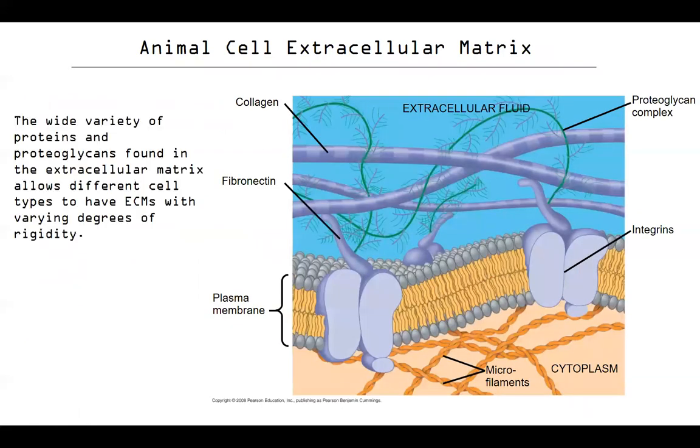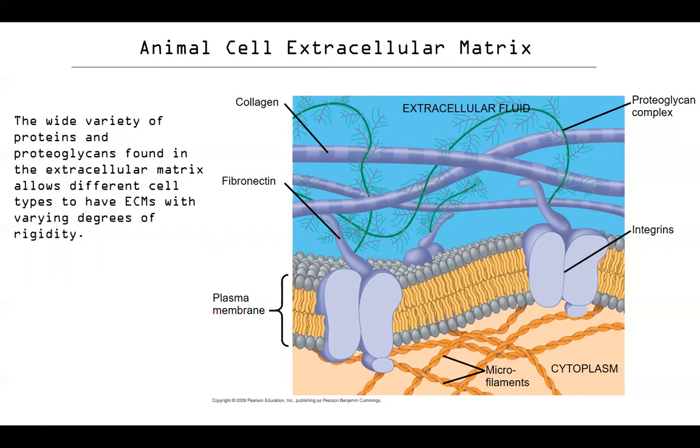So the wide variety of proteins and proteoglycans found in the extracellular matrix allows different cell types to actually have extracellular matrices with varying degrees of rigidity. For example, the extracellular matrix that you find in bone or tendon types of tissue might be different than something like the brain, which is softer. So that contributes as well to the actual structure of the surface and, at the organism level, the tissue structure as well.